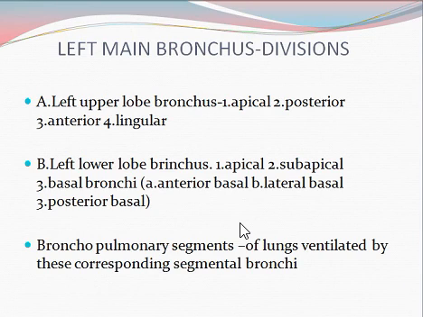After the advent of flexible scopes and endoscopes, the study of the bronchi has gone further. Earlier not so many were described, but now we have many. The left lower bronchus produces apical segmental bronchi, subapical segmental bronchi, and basal bronchi. The basal bronchi divide into anterior basal, lateral basal, and posterior basal.